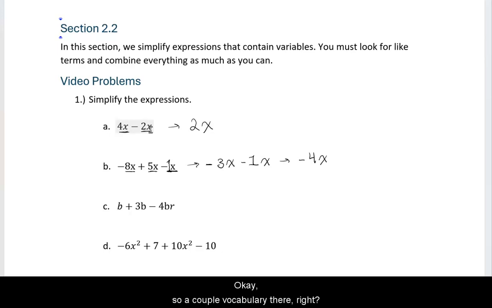Okay, so a couple of vocabulary words there, right? Coefficient, that's the main vocabulary. Coefficient: the number in front of a variable. Term is anything separated by an addition or subtraction sign. So the first problem has 2 terms. B has 3 terms, and so forth. And then if you don't see a number in front of the variable, it means that there's a 1. All right, let's move to the next one.